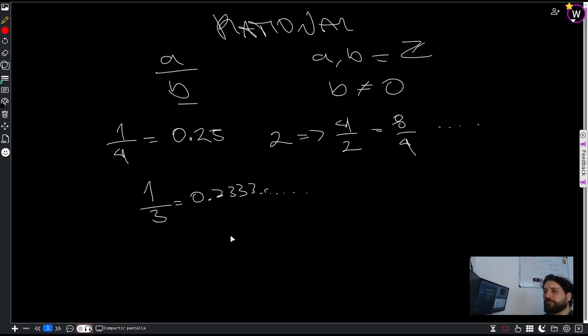This expressed in mathematical language could be Q. This is a letter that we usually use for referring to rational numbers. And we can say where A and B are part of the integers realm and B is different than 0.